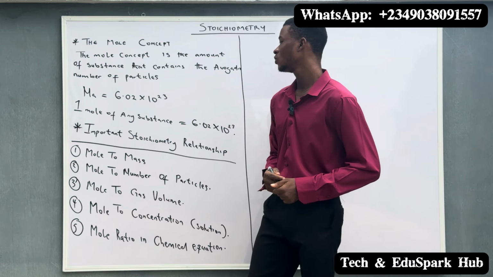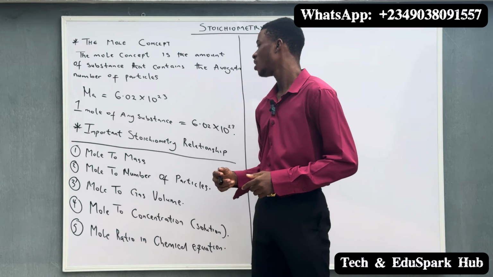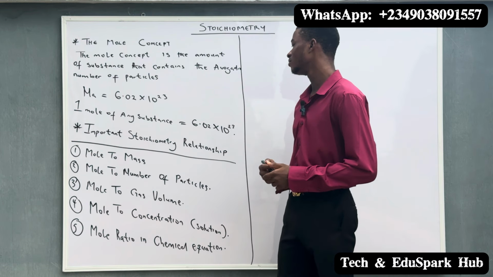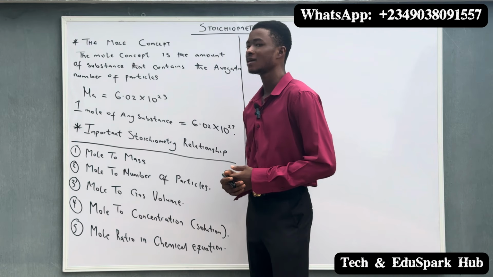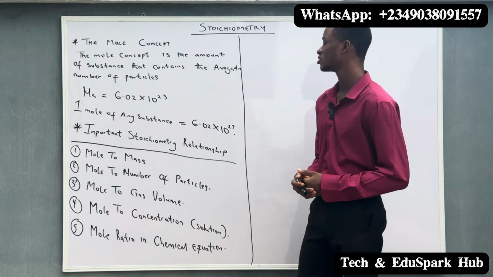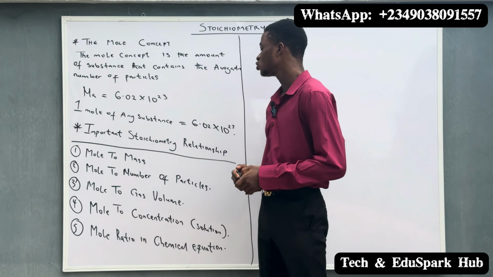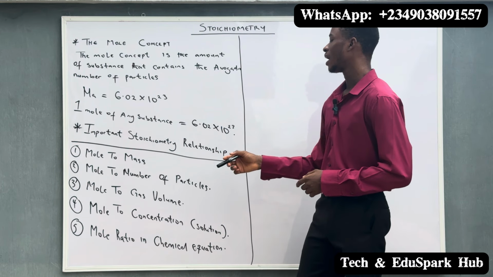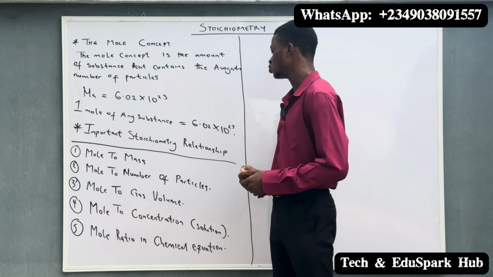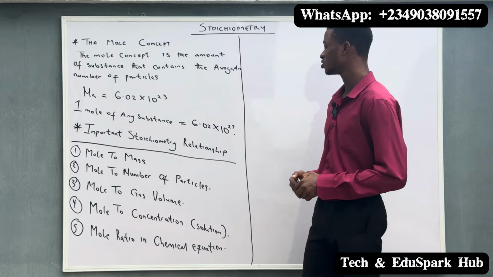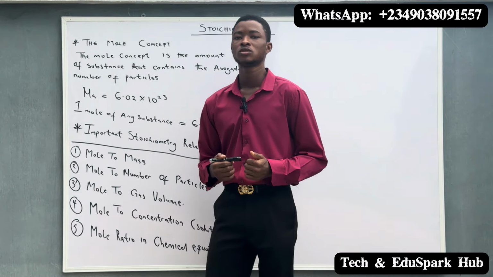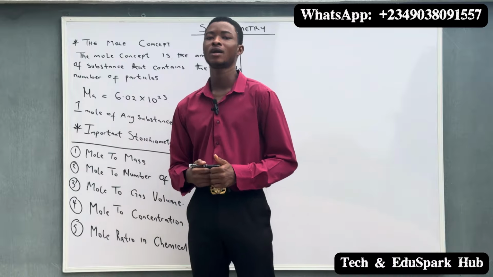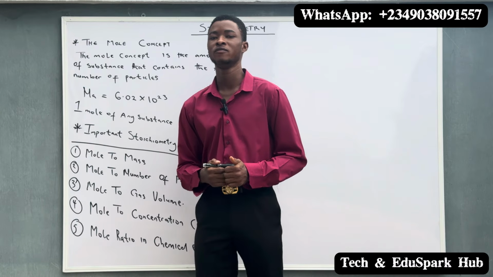We have the first one, which is the mole to mass relationship. Also, we have the second, which is the mole to number of particles relationship, which is also the same thing as mole to Avogadro relationship. And the third one, we have mole to gas volume relationship. And also the fourth one, we have mole to concentration or solution relationship. And lastly, we have mole ratio in chemical equation. So let's look at all these one by one and solve examples under all of this.